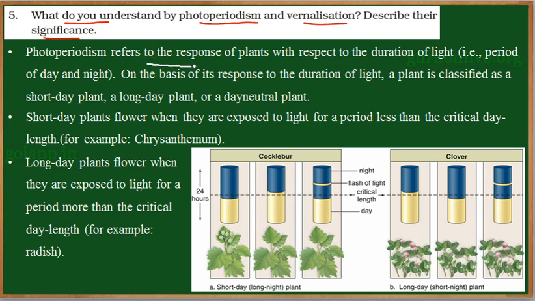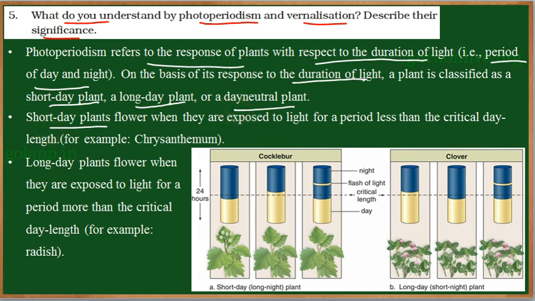It refers to the response of plants with respect to the duration of light, that is, the period of day and night. The duration of day and night is not the same throughout the year. If you take summer, the days are long and the nights are short. If you take winter, it is reversed, right? Plants also respond to these seasons, and based on that they flower. Based on the response to the duration of light, plants can be classified into three types: short day plants, long day plants, and day neutral plants.